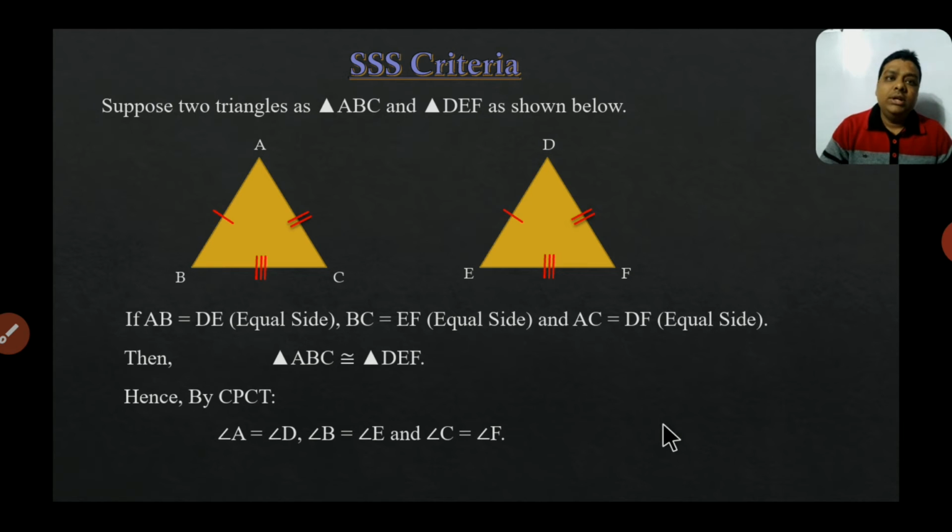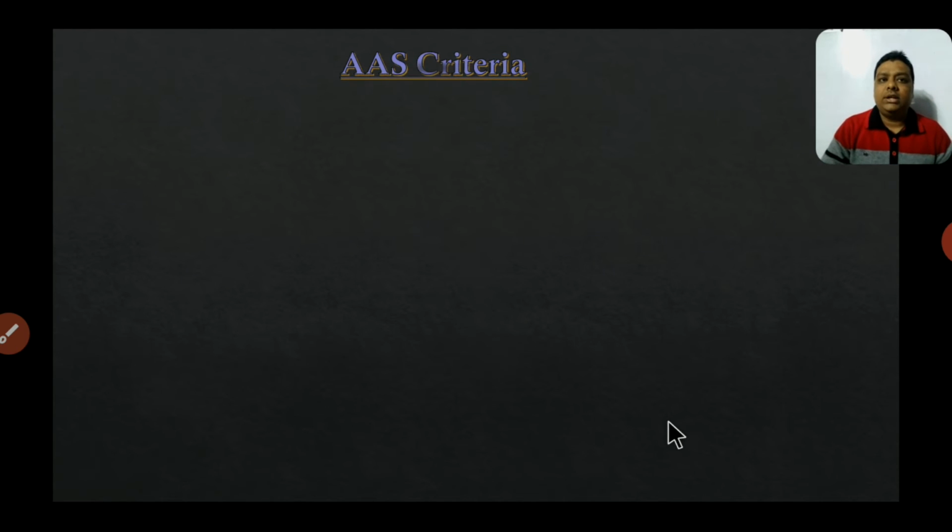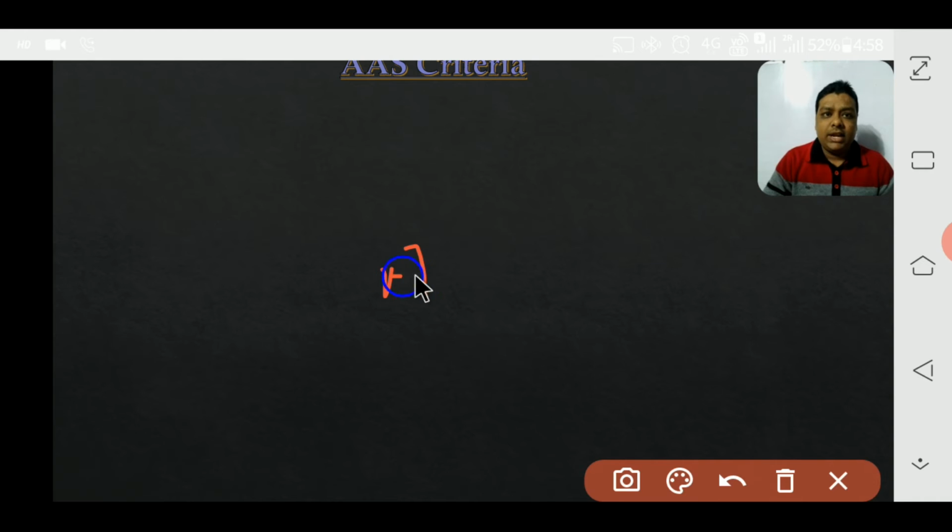Now let's move to the next criteria, AAS criteria, double A S criteria, angle angle side. First we have read ASA criteria. So is there any similarity between these two criteria? No. Why? Because in ASA the side should lie between two angles, but here not. Here two angles should be adjacent and one side should be after that. Okay dear. So do not confuse if you are applying these criteria.